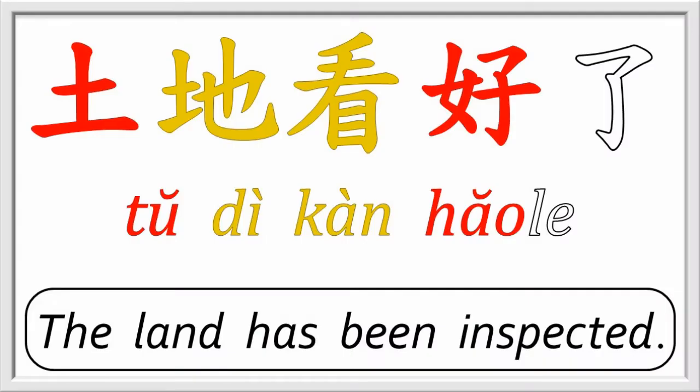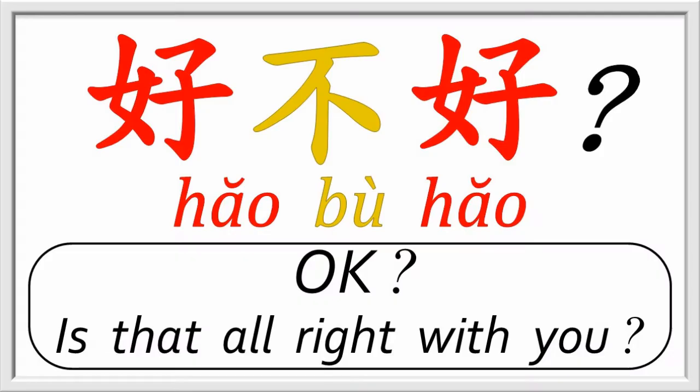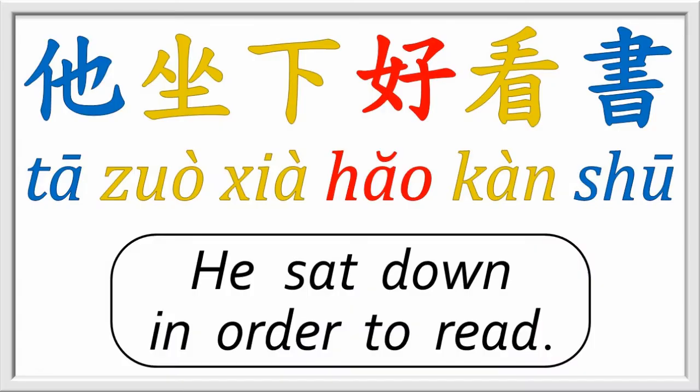Anything perfect has been brought to completion. It's finished. 土地看好了, the property or piece of land has been inspected. The inspection is complete. From perfection and completion, the meaning becomes fitting, proper, suitable, often added after a suggestion. 好不好? Is that okay? Is that all right with you? If something is suitable, it's also convenient, enabling you to do something else. 他坐下，好看书. He sat down so he could read, or he sat down in order to read.